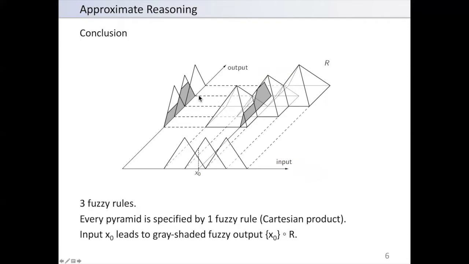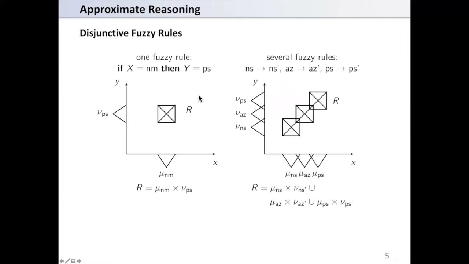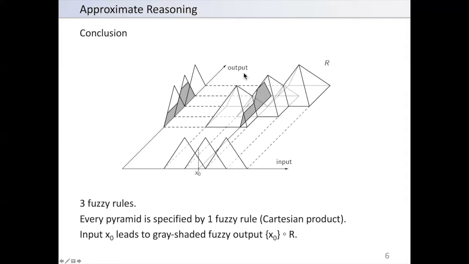So, for example, consider this example. Here we have 3 rules. In fact, in 3 dimensions, each rule is saying that, for example, if x is negative small, then y is negative small. So this is the corresponding relation.